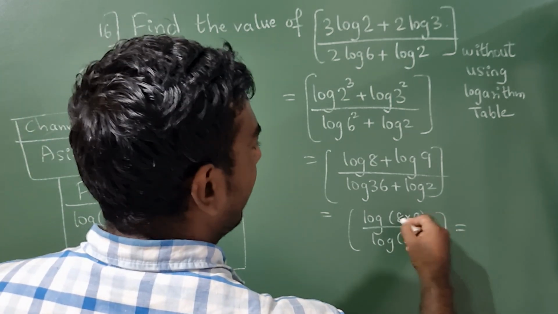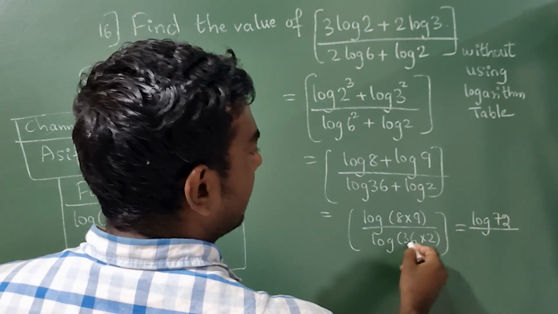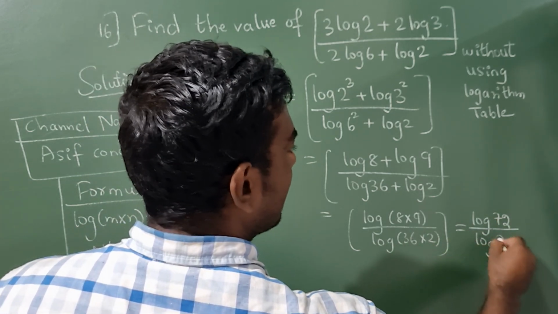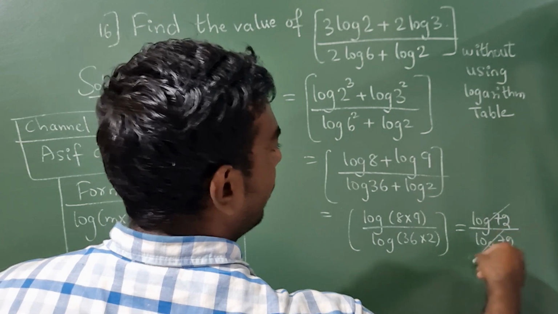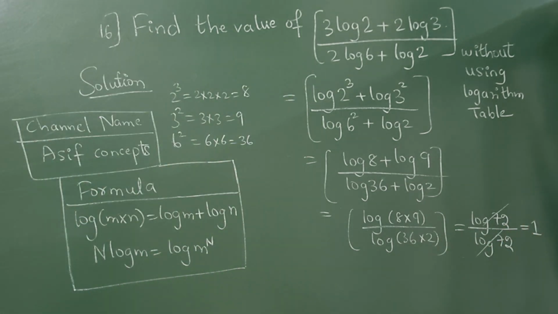Now 8 nines are 72, and 36 into 2 is 72. Numerator and denominator get cancelled. So your final answer is 1. I hope you understood very well.